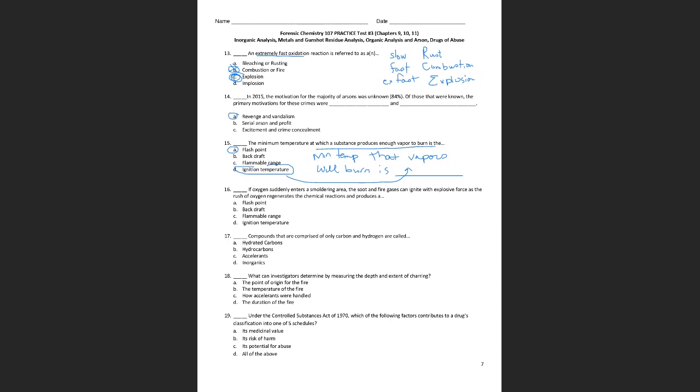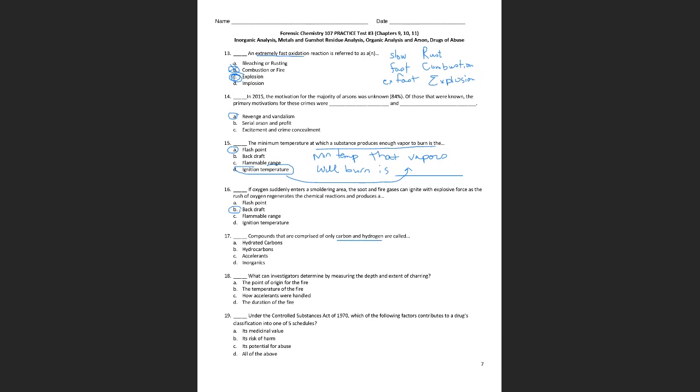If oxygen suddenly enters a smoldering area, the soot and fire gases can ignite with explosive force as the rush of oxygen regenerates the chemical reactions and produces a backdraft. So you get a burst of pressure, and that can sometimes cause the structure of the building to break down, as we saw in the short video.